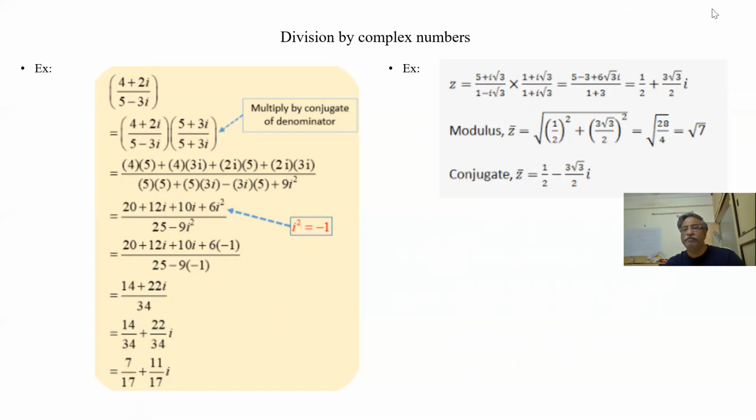Here also, (5 + i√3)/(1 - i√3). So I have to multiply by 1 + i√3 on both. So the bottom becomes 1 minus 3i², that is 1 + 3, 4 in the bottom. On top I have to multiply these two. 5 ones are 5, √3 into √3 times i², 3i² is minus 3. So 5√3i + 1√3i is 6√3i. This is my simplified form. This is just the conjugate of that. This is plus, the conjugate is minus.